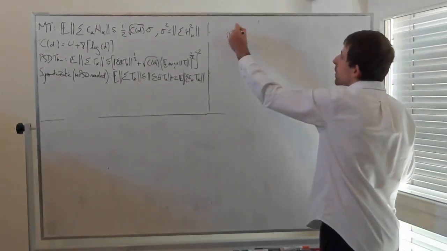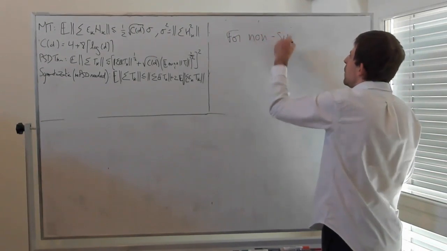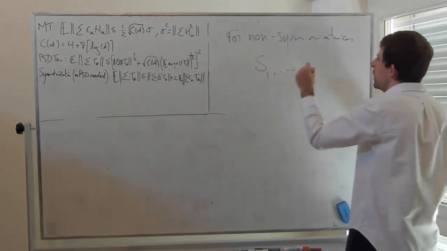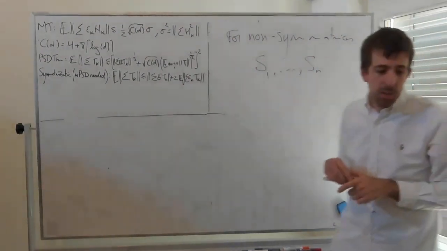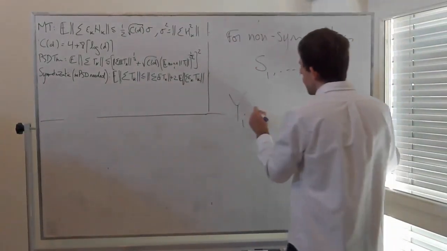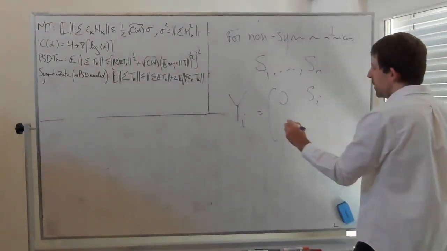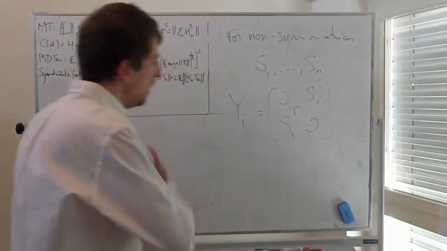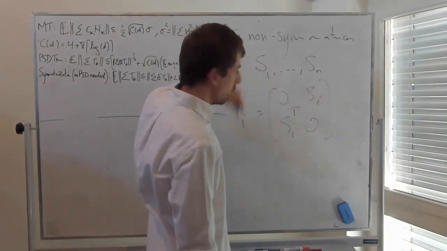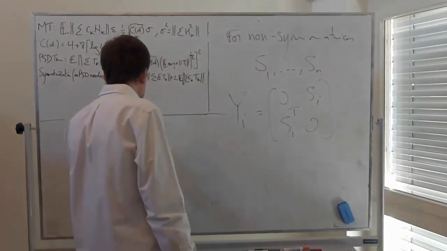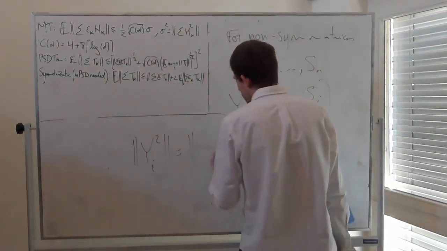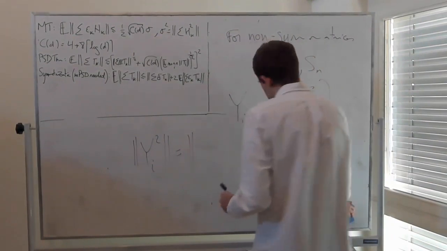Okay, so for non-symmetric matrices, let's say we have matrices S1 through Sn, and they're not symmetric, so they're not the same as their transpose. Then the way to deal with this is to just reduce to the symmetric case by taking yi to be the matrix 0, Si, Si transpose, 0. Okay. So if you do this, then you can describe the spectral norms of these matrices, and moreover, when you look at the spectral norms of yi squares, what shows up is just the maximum.